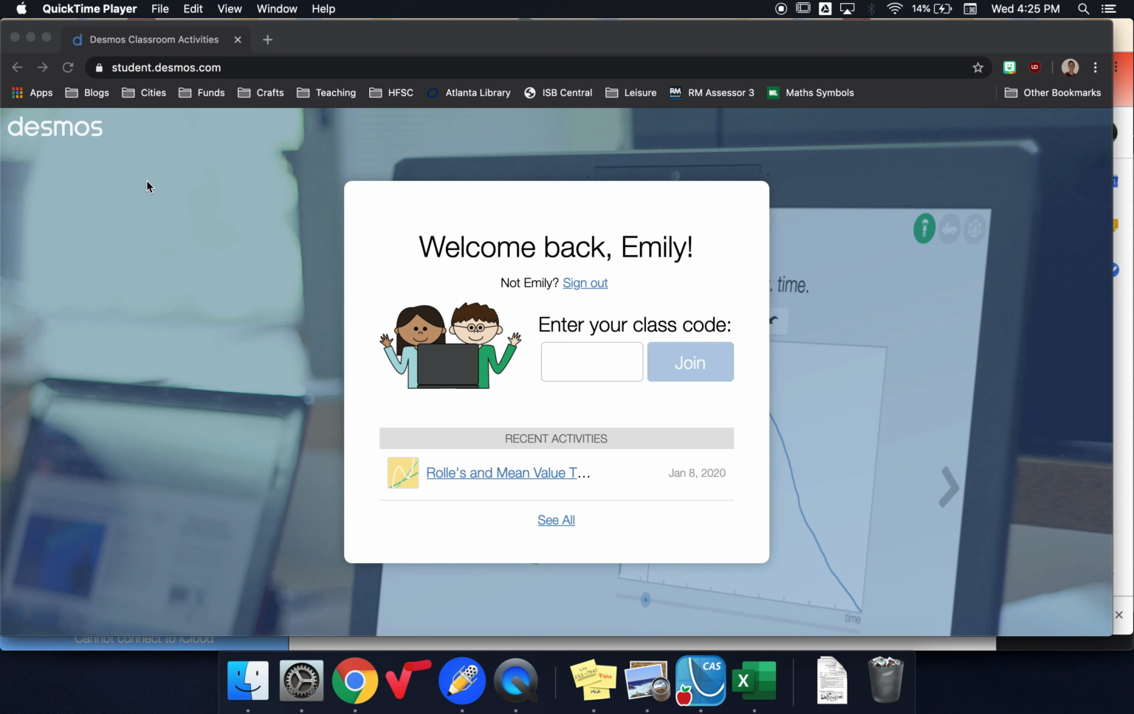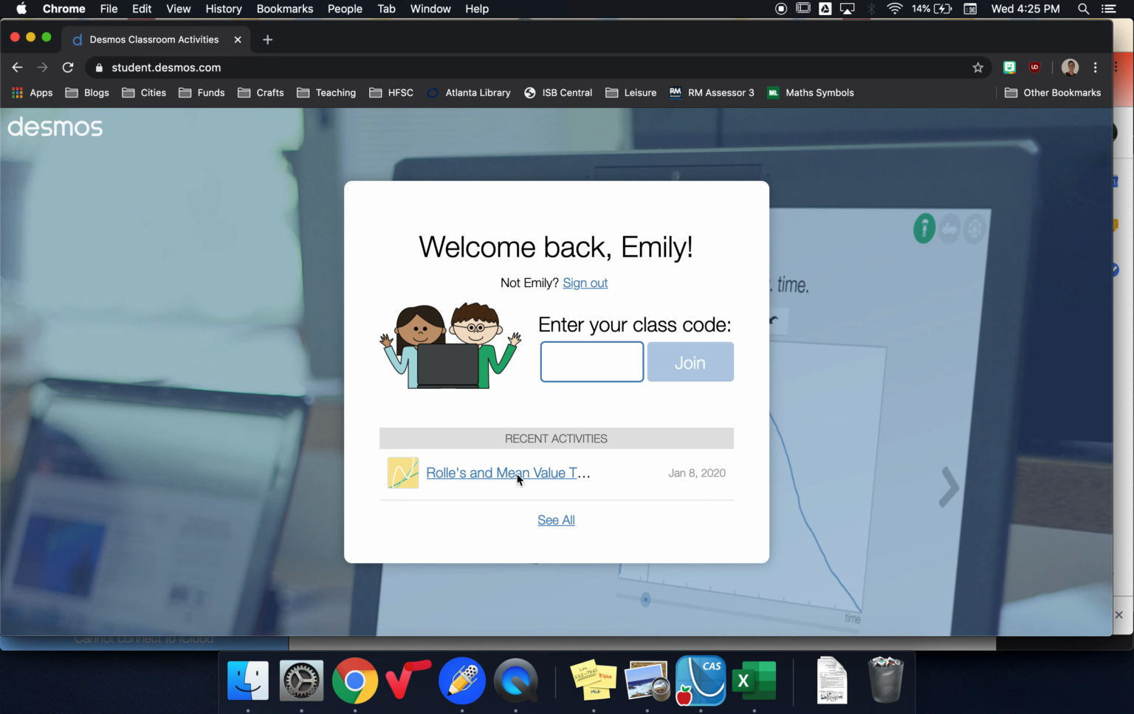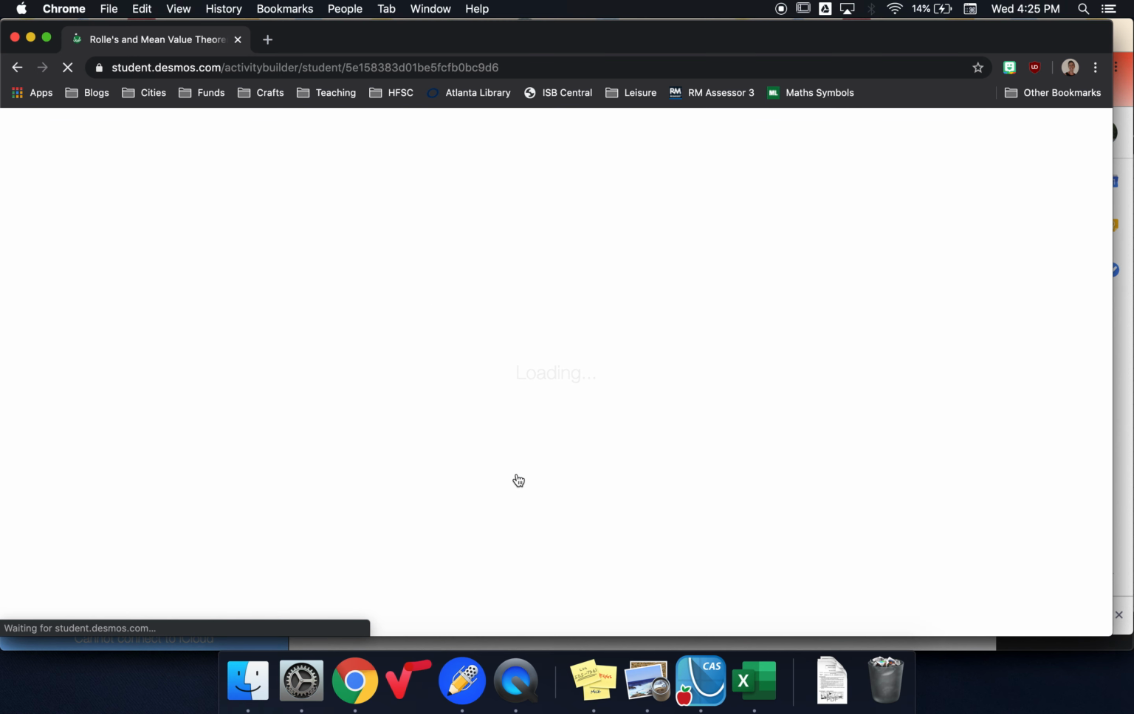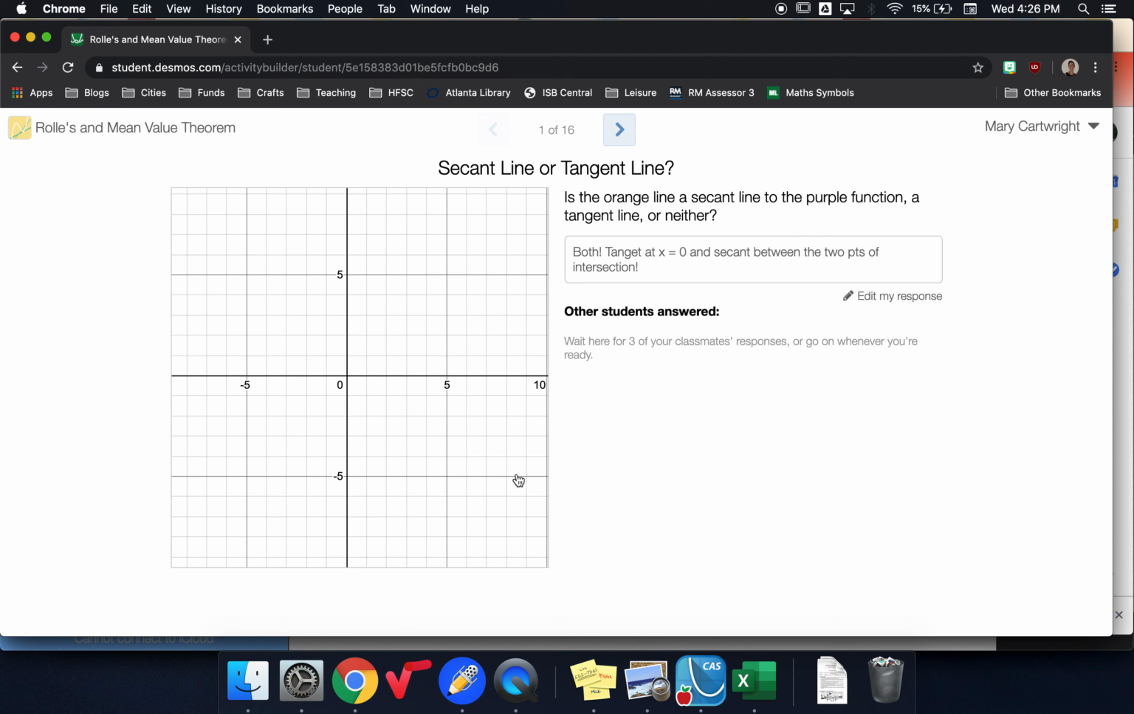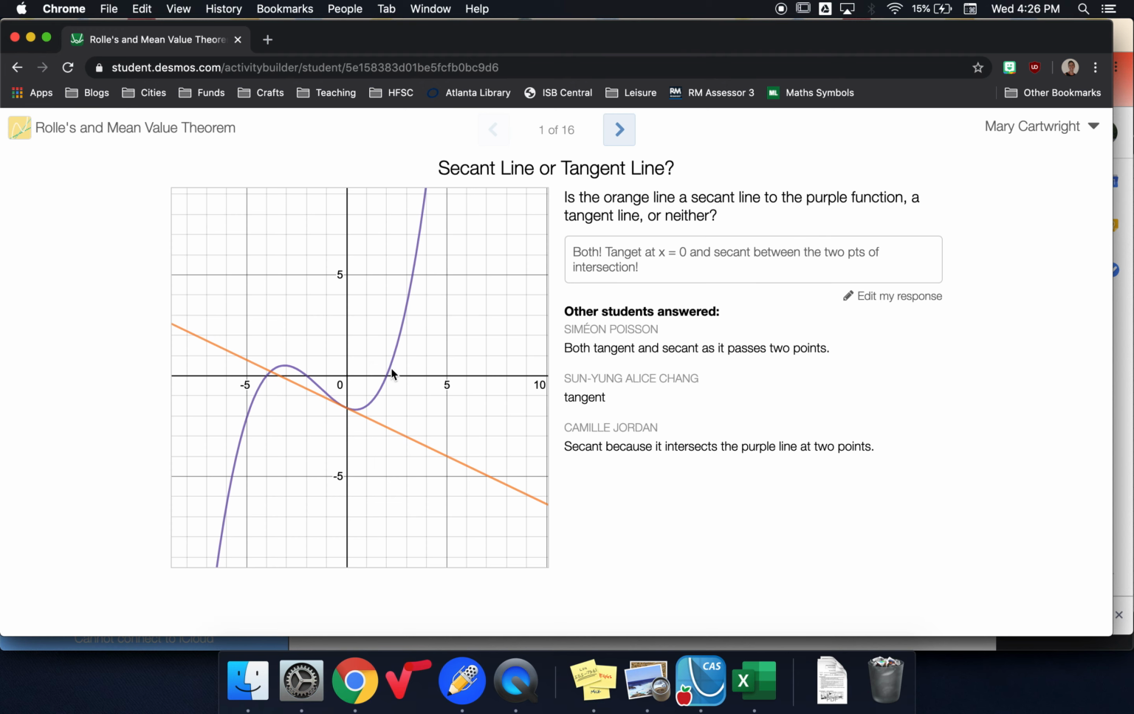I said that I was going to make a video of our most recent Desmos activity, the Rolle's and mean value theorem. So here it is. This activity starts by showing you a picture of a graph and then asking whether the orange line is secant or tangent to the purple.